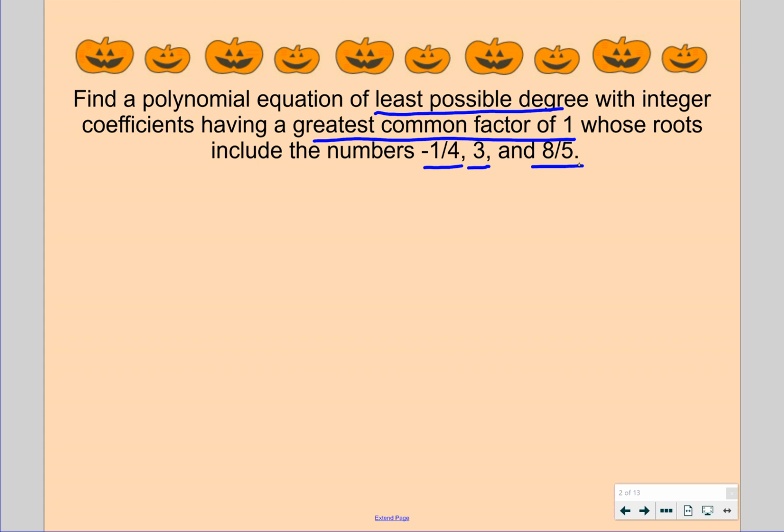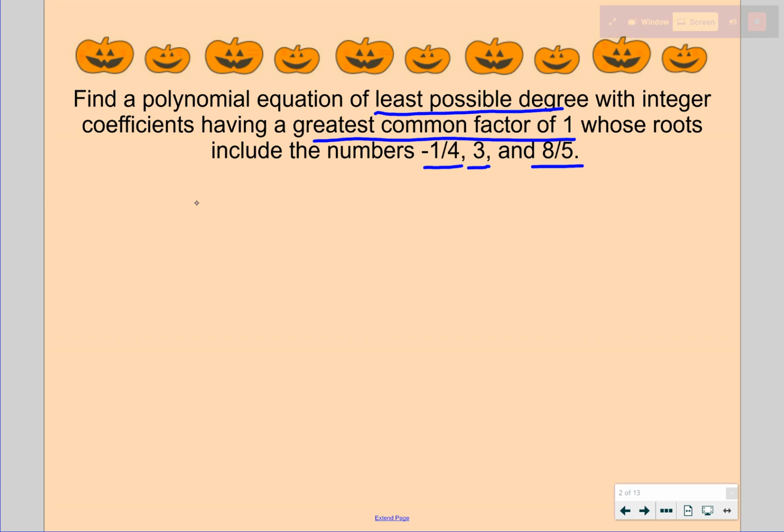Okay, so least possible degree means we're not going to make any of our roots, any of our solutions occur more than once. They're not going to have a high multiplicity. They're just going to occur one time. And that's going to make my polynomial a little bit smaller, which is nice. Greatest common factor is what you can divide out of all of your terms. So you can think of that as your leading coefficient, the number that's going to be in front. So leading coefficient is going to be 1. And then when we say roots, remember that means solutions or x-intercepts. So we're going to work backwards, take those roots, build the factors, and then the factors are going to create our polynomial.